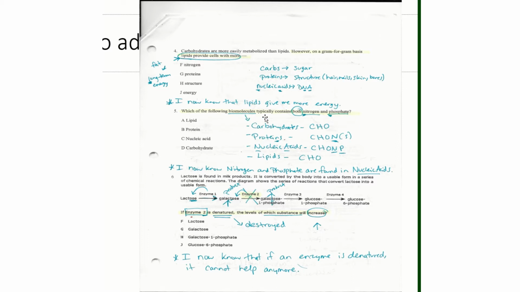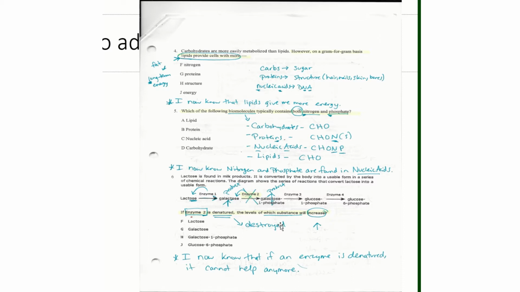Which of the following biomolecules typically contains both nitrogen and phosphate? So I underline biomolecules because that's what it's asking me about. Both nitrogen and phosphate. Carbohydrates has CHO. Proteins has CHON. Nucleic acid has CHONP. Lipids has CHO. So I'm looking for nitrogen and phosphate, and I see here that it is in nucleic acid. C is your answer. I now know nitrogen and phosphate are found in nucleic acids.